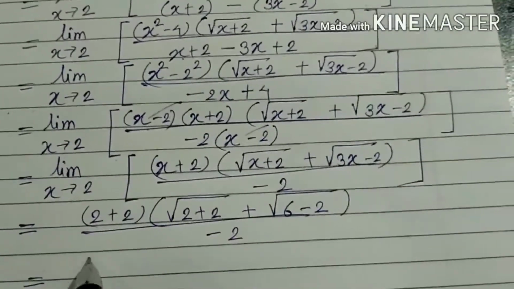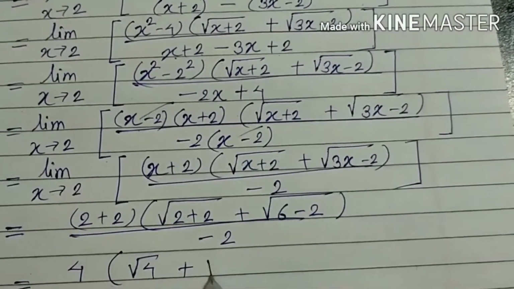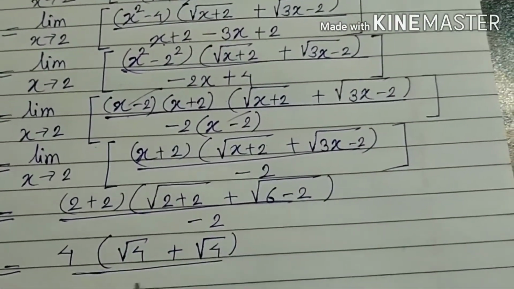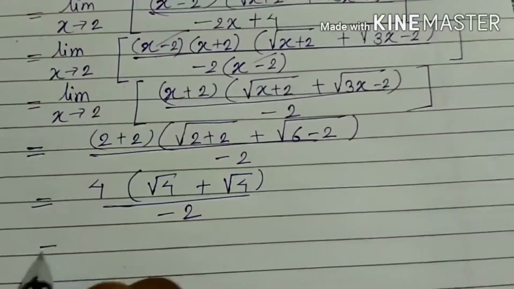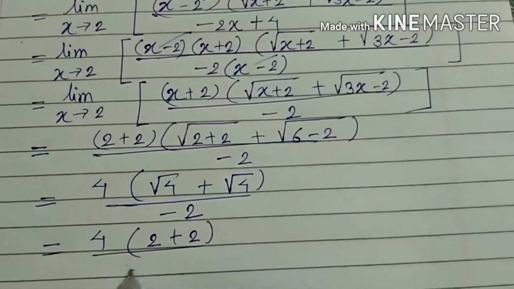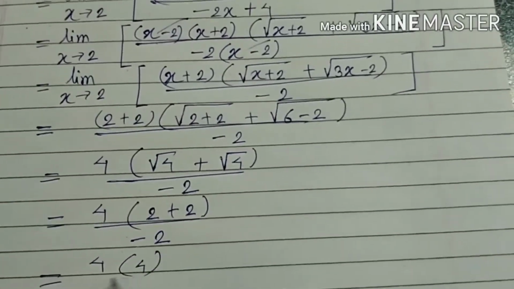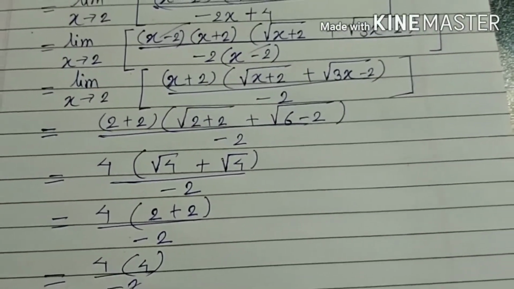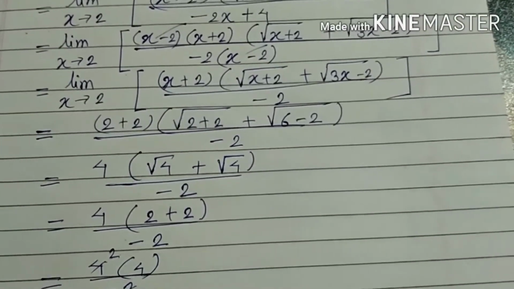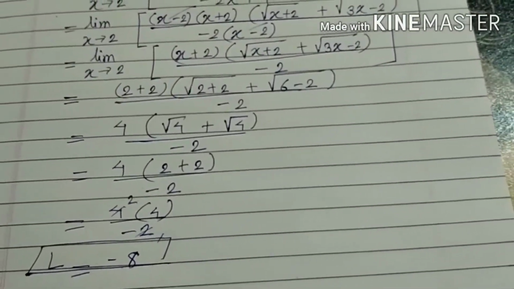Okay. So it is 4. Under root of 2 plus 2 is under root of 4, plus it is also under root of 4 and minus 2. Okay. So 4 under root of 4 is 2, 2 plus 2, this is minus 2, and here 4 into 4 divided by minus 2, so it is minus 8. So here our answer is minus 8.